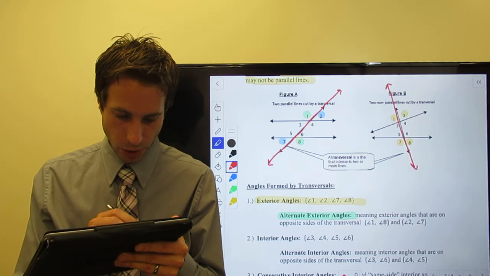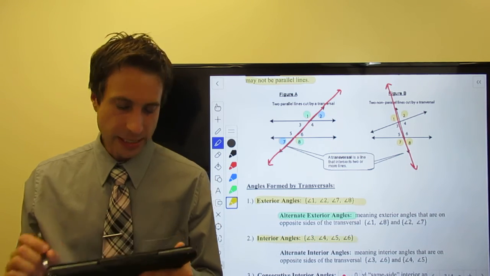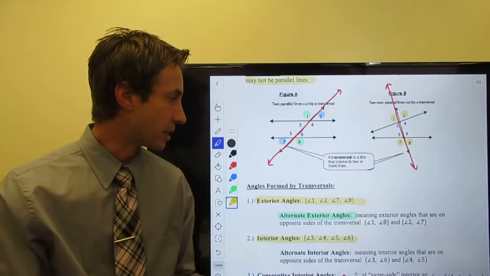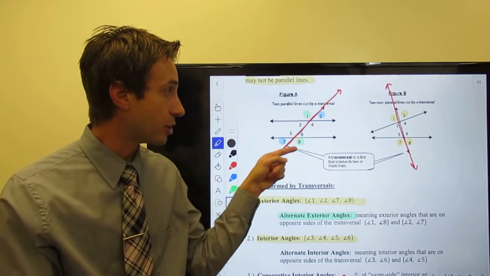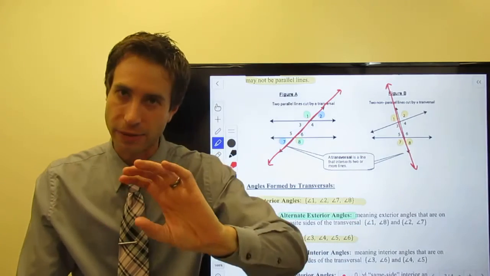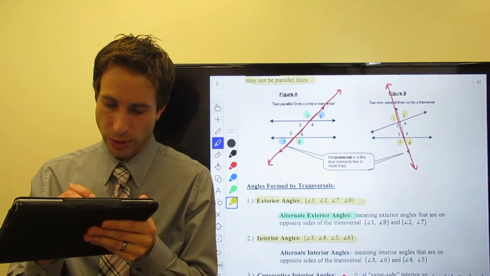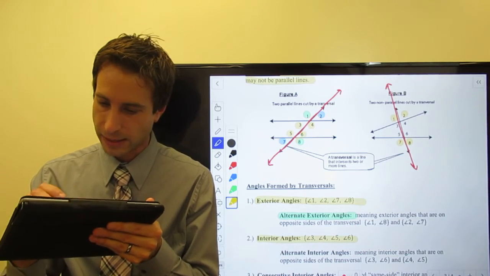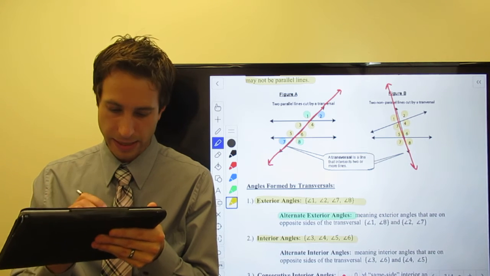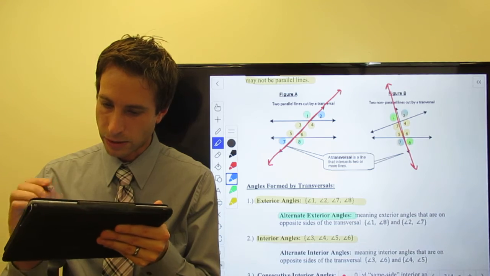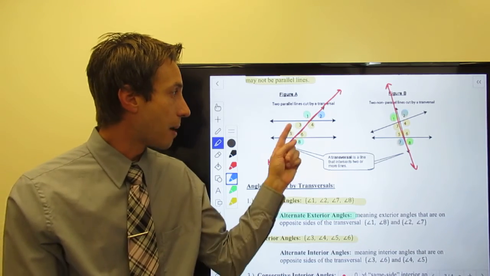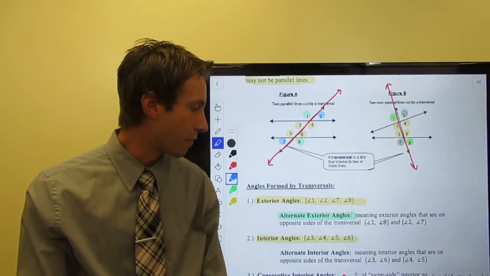Interior. No, here, yellow. Interior angles, well, this should be fairly simple, right? If exterior angles are the ones on the outside edges, interior angles have to be the ones on the inside edges. So we have 3, 4, 5, and 6. 3, 4, 5, and 6, right? 1 and 8, 7 and 2. Okay, cool. So there we go. I've got my interior angles, 3, 4, 5, and 6.